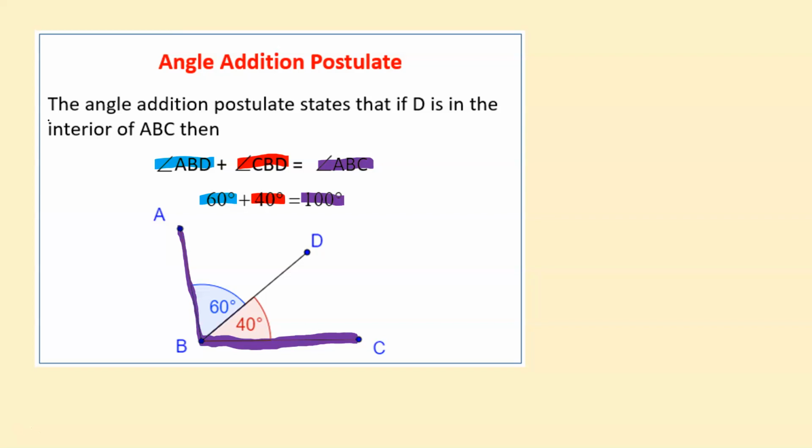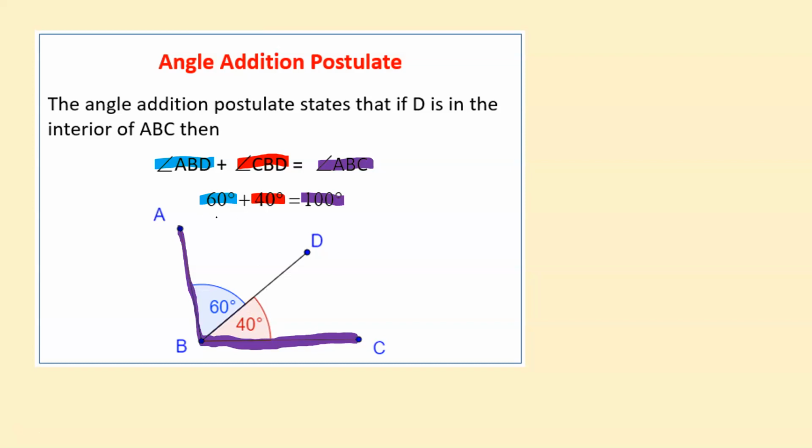So now what this says is the angle addition postulate states that if point D is in the interior of angle ABC, then angle ABD, this 60-degree angle, plus angle CBD, this 40-degree angle, equals angle ABC, this whole thing. Now I highlighted this to help us see everything. So ABD is this blue angle, CBD is this red angle, and ABC is made up of these purple sides. So that's the whole thing, the 60 degree and the 40 degree, right?